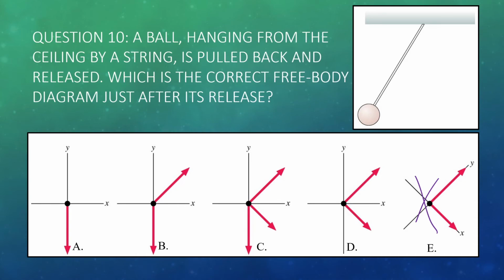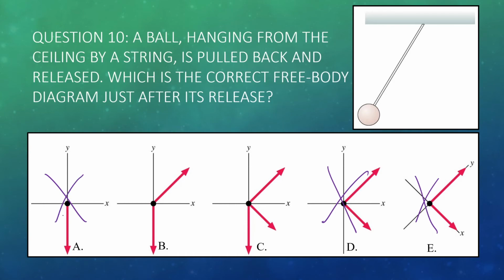Let's think about one of the forces acting on this ball. One of the forces is weight. By definition, weight always points vertically downward, which means we can rule out D. D does not show the weight force pointing downward, so that is incorrect. A, B, and C all show that. So A shows that there's only the weight, but there's more than that.